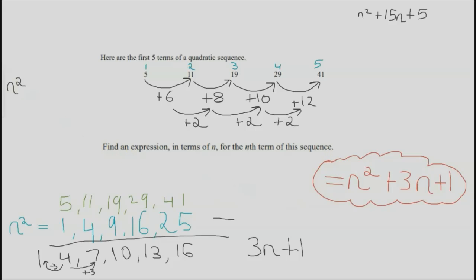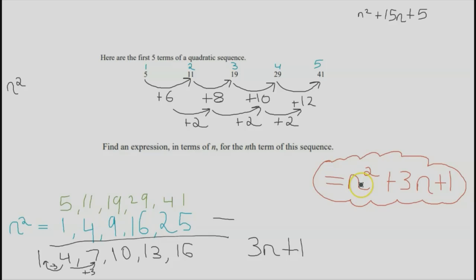Now what this means is that if we get the term number, for example 1, and sub it into n, we'd get 5. If we sub in 2 for n, we'd get 11. If we sub in 3, we'll get 19, because that's the corresponding number. That's what we're doing here, and that's our answer.